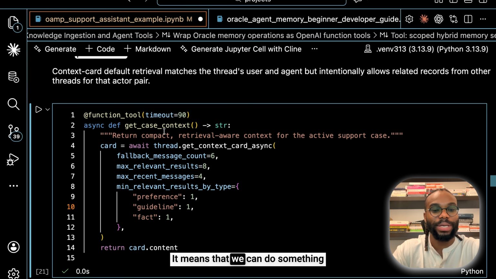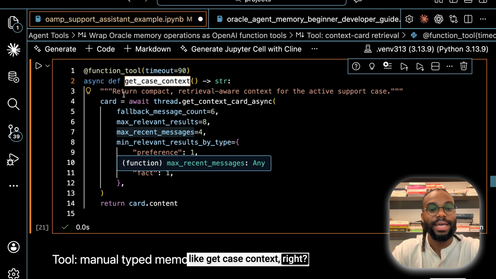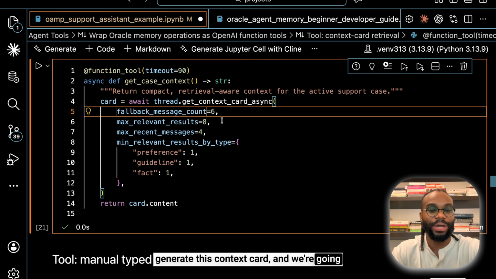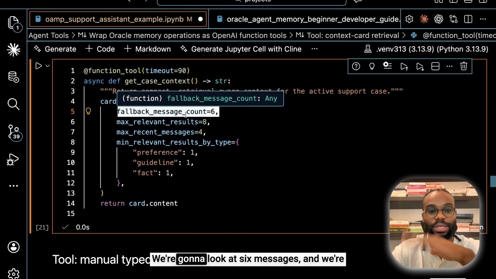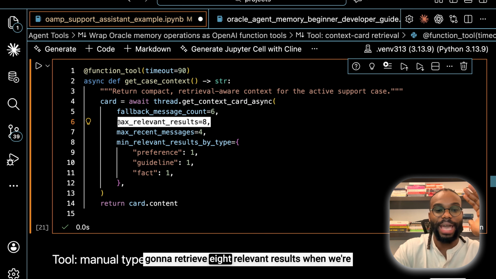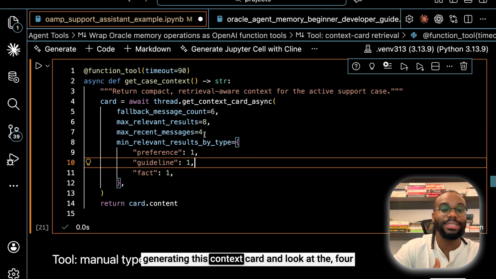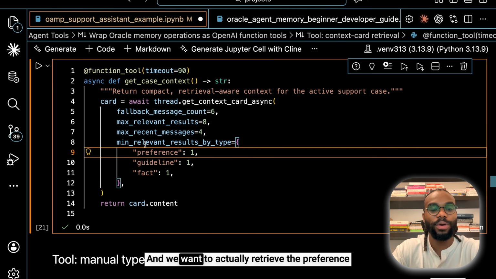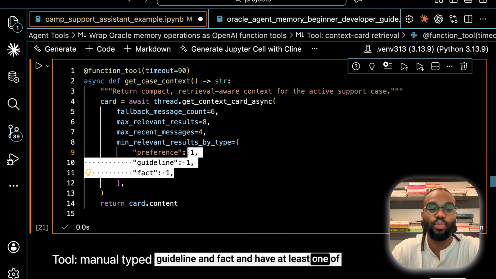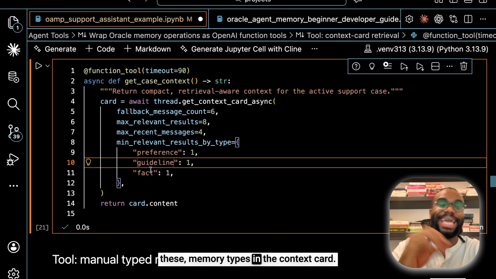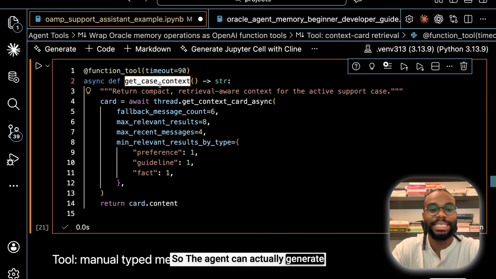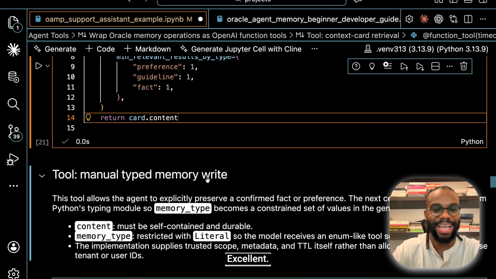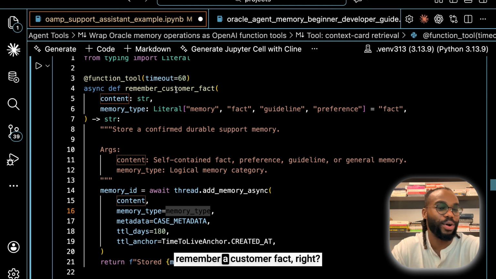What does that mean? It means that we can do something like get case context, right? And get case context basically means generate this context card, and we're going to just have a fallback message count of 6. We're going to look at 6 messages, and we're going to retrieve 8 relevant results where we're generating this context card and look at 4 recent messages into the context card as well. And we want to actually retrieve the preference, guideline and facts and have at least one of these memory types in the context card. So the agent can actually generate its own context card when it needs, and we return card.content.